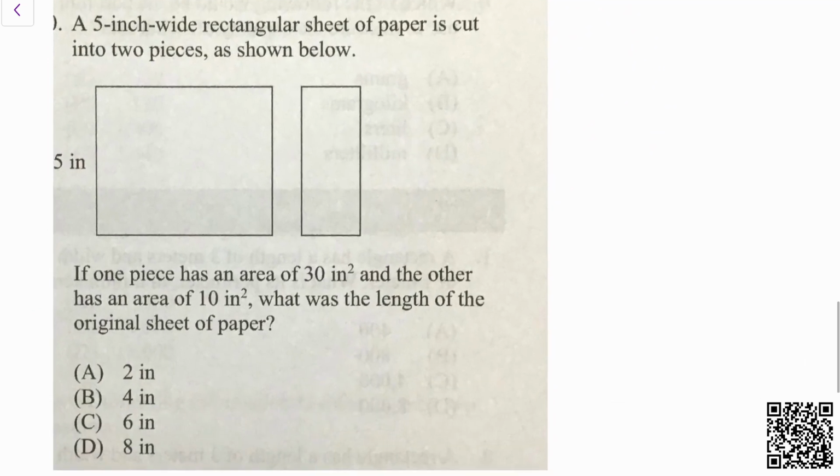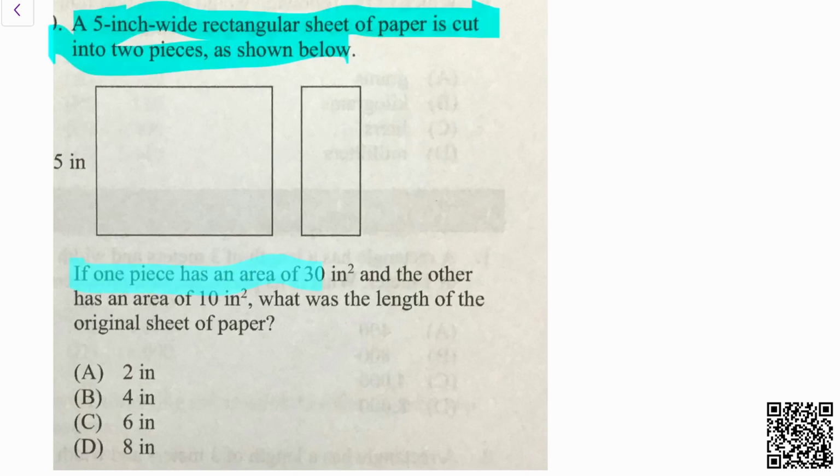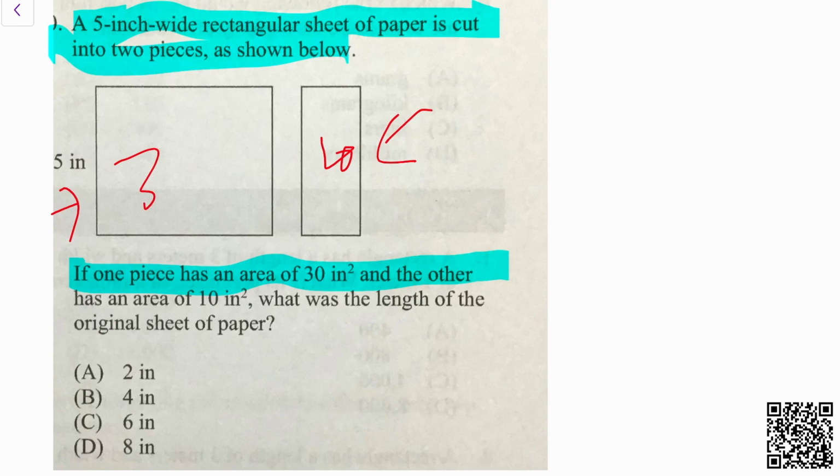All right. Our last question today is, a 5-inch wide rectangular sheet of paper is cut into 2 pieces as shown below. If one piece has an area of 30 inches, it's kind of easy to guess which one has 30 inches and which one has 10 inches, because this one's super slim and this one's super fat. So this one's obviously the 10 inches, this one's obviously the 30 inches. Anyway, carrying on. And the other has an area of 10 inches. What was the length of their original sheet of paper?